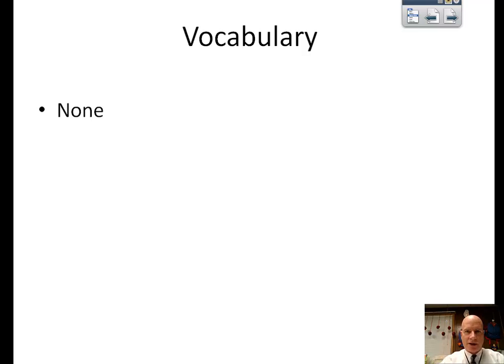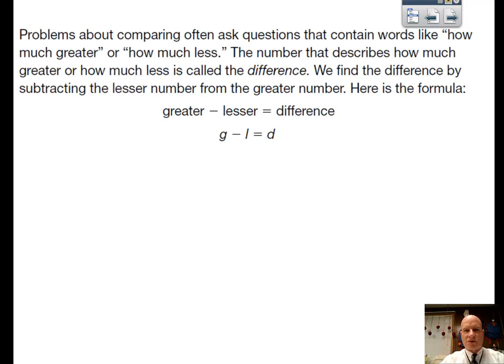We have no vocabulary again, so just review those words that you're already learning. So problems about comparing often ask questions that contain words like how much greater or how much less something is than something else. The number that describes how much greater or how much less is called the difference. We find the difference by subtracting the lesser number from the greater number, and here is the formula. Greater minus lesser equals difference.